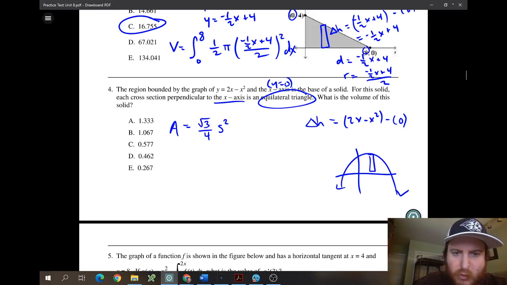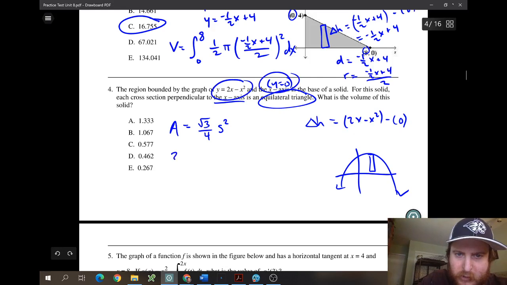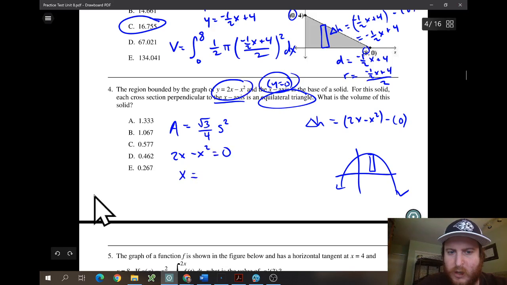So really what we need to do is figure out our intersection points, right? We have y equals 0, and we have that. So we need to set 2x minus x squared equal to 0. This actually could have been a non-calculator question. It's not, but it could have been, because you could just factor out an x, and it's not too hard to solve. I'm going to do this in my head, but you can definitely use your calculator to solve for that. And so we get x is equal to 0 and 2.